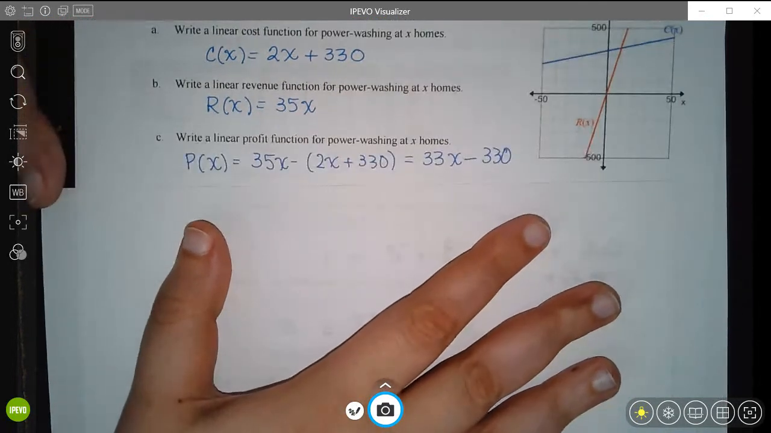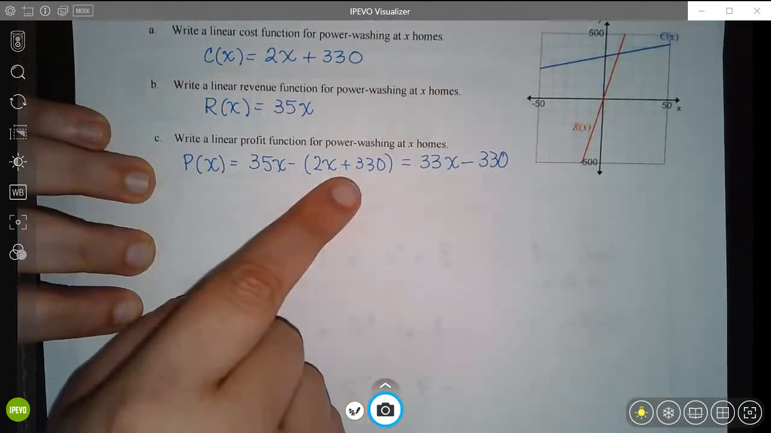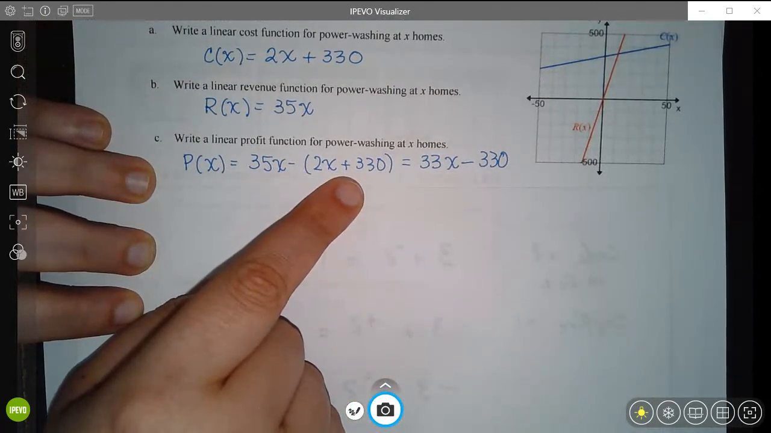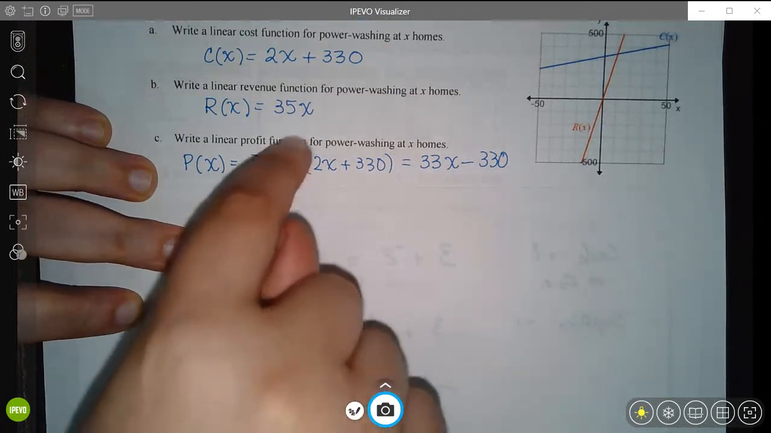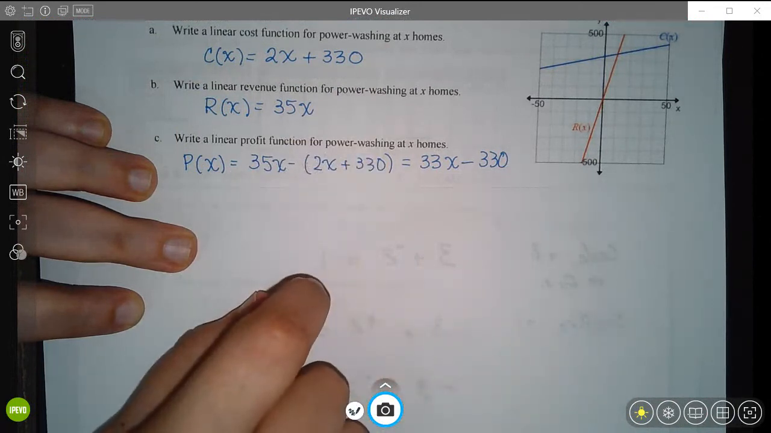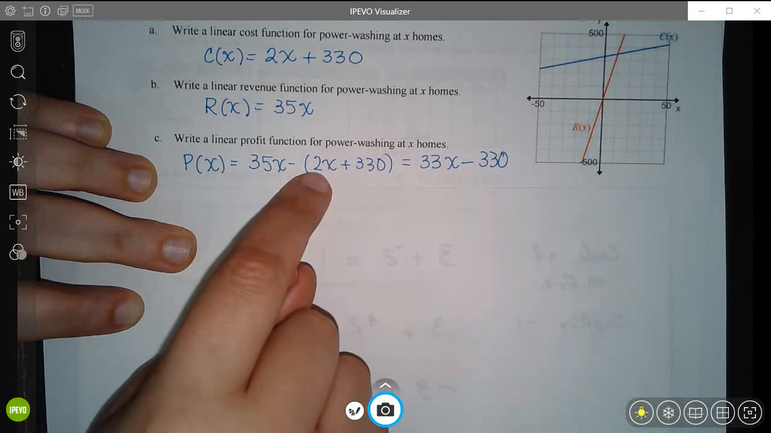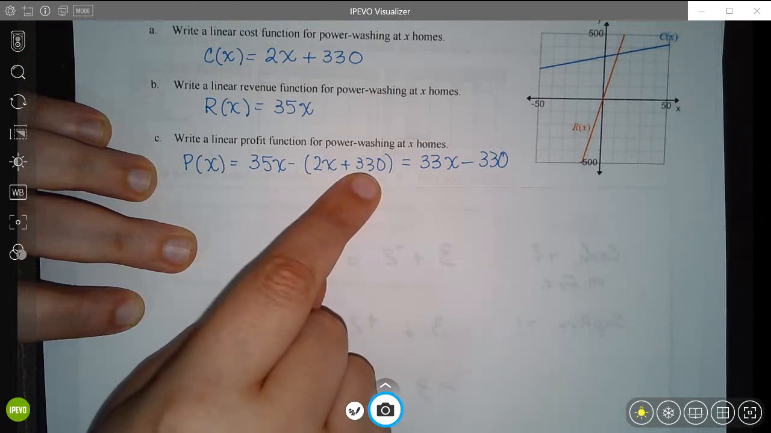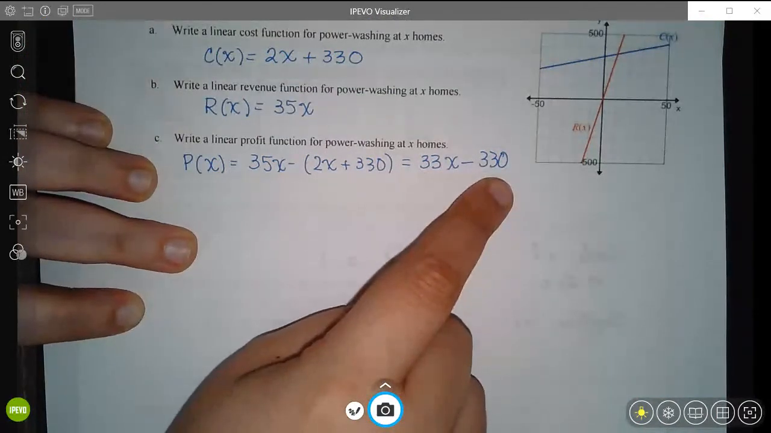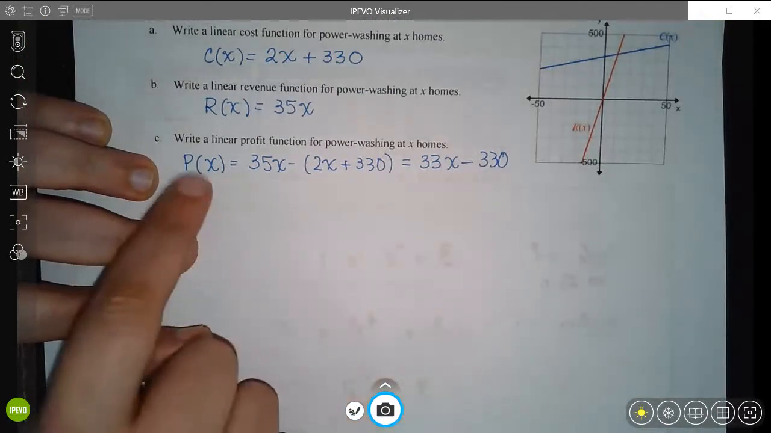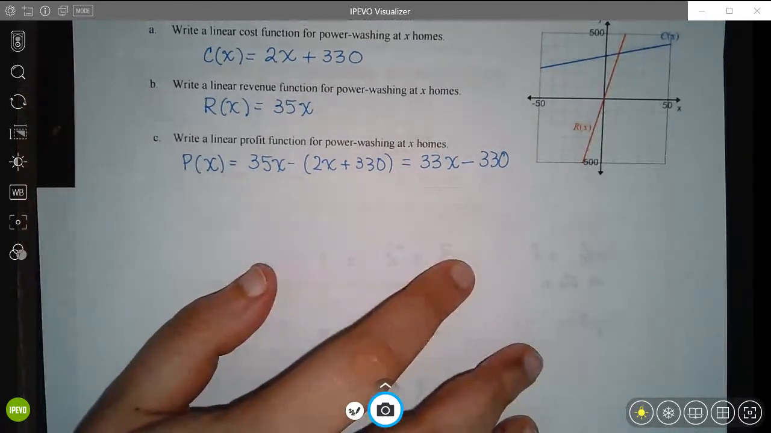So here we go. So that is 35x minus (2x plus 330), yes? So if you remove the parentheses over here, this subtraction gets distributed in. So that becomes 35x minus 2x minus 330. So when you combine these two, you get positive 33x minus 330. So that's your profit equation. This is the profit function.